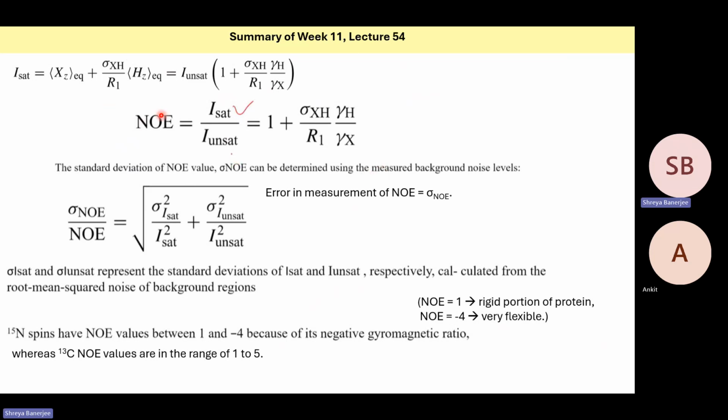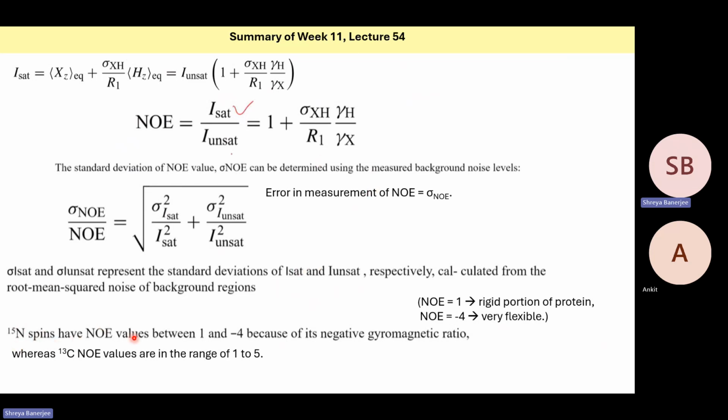That is the NOE, and the standard deviation of the NOE, known as sigma NOE, can be calculated by this formula, which is the error in measurement of I saturated divided by the I saturated value, squared, plus the error in measurement of I unsaturated divided by the intensity of unsaturated, squared. This error in measurement of the intensity is calculated from the RMS noise of the background regions. Normally the machine itself does it, so you don't have to worry about that.